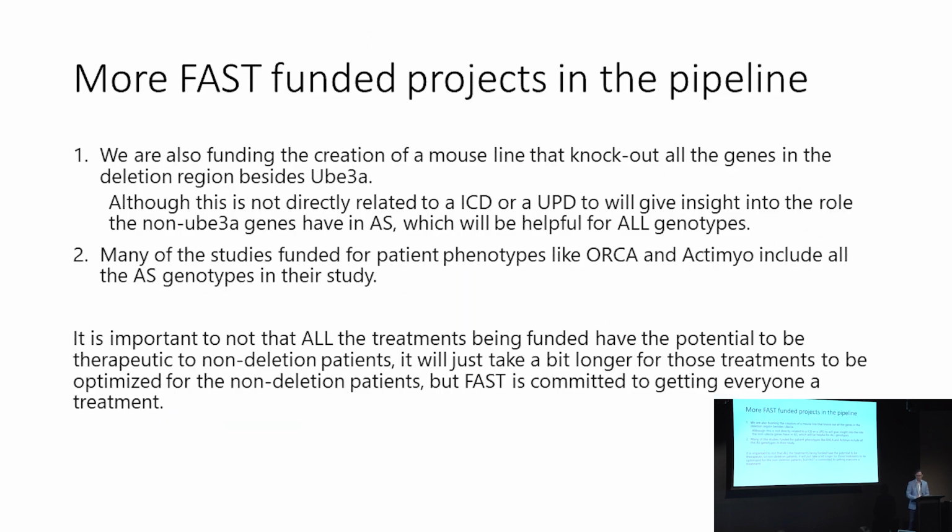So other projects include the mouse model genes and knockouts, and these are different mutations, or also importantly, there are other genes that get caught up in this mix in the region, and there are mouse models being made for knockouts of those genes to know what impact, if any, those genes have as well. Do we need to take them into consideration? And that's being done as well. And then there's the other biomarkers and outcome studies that are being funded by FAST.